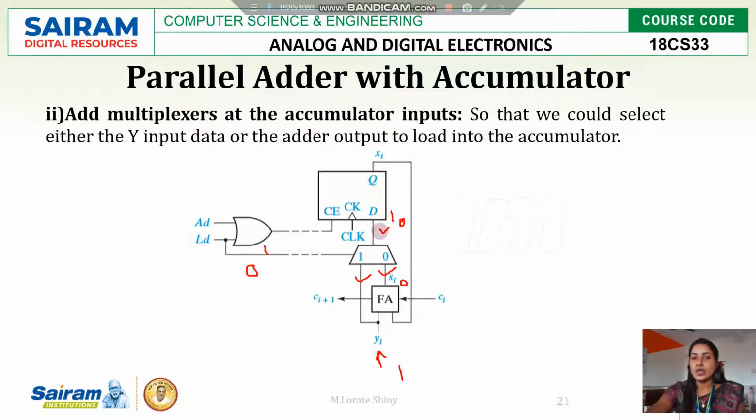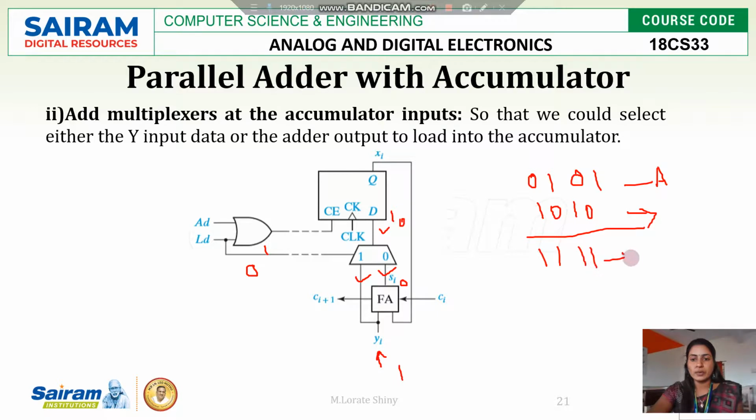So this is how we can load data to the accumulator. For example, I have loaded 0 1 0 1 to the accumulator register, then 1 0 1 0 to the Y of the full adder. Both will be added together and I will get 1 1 1 1 from the accumulator, because the result will be in the accumulator register.